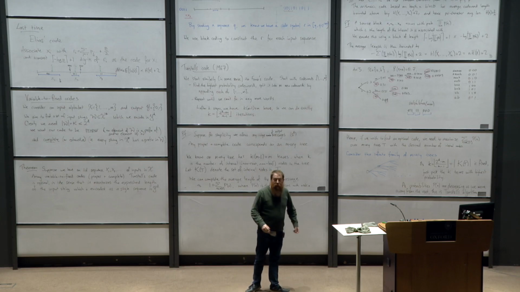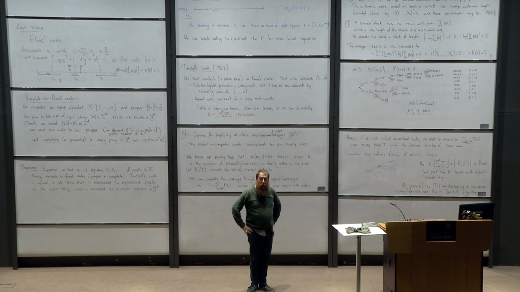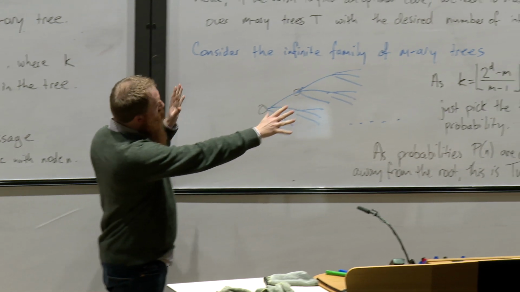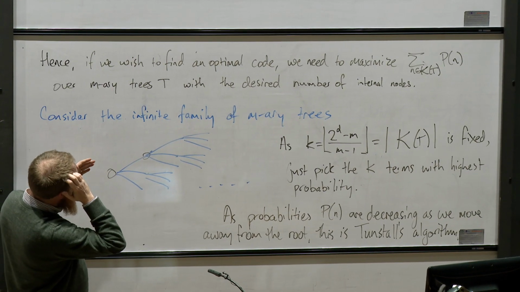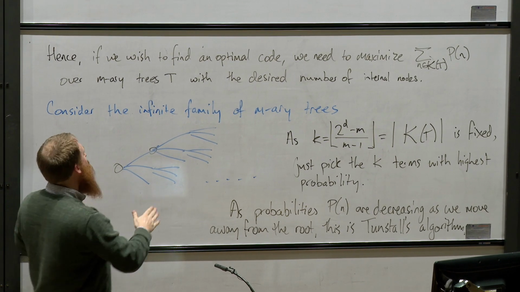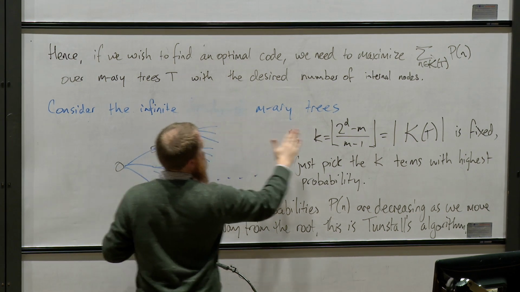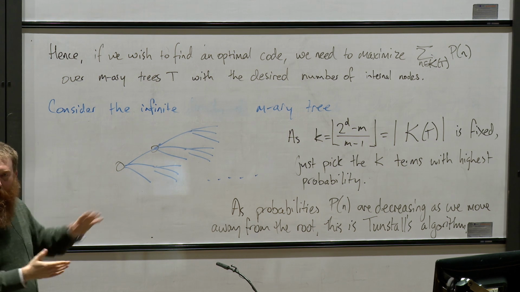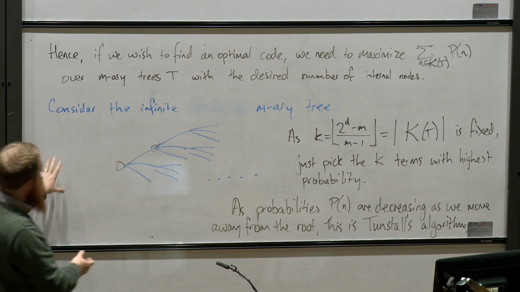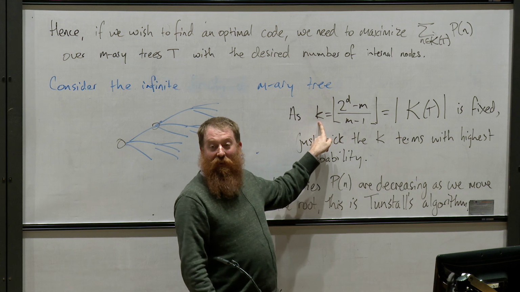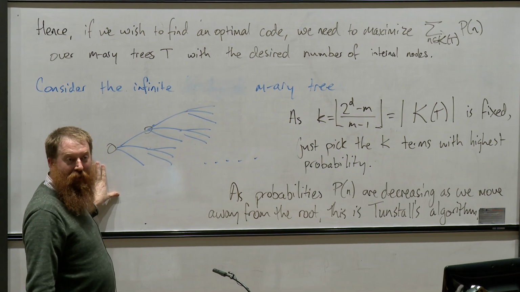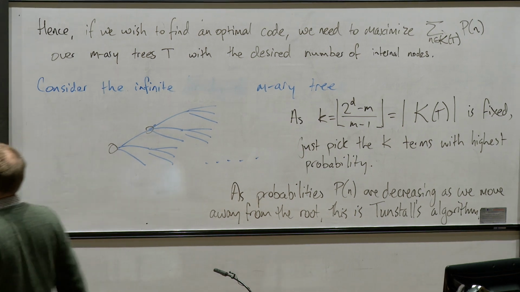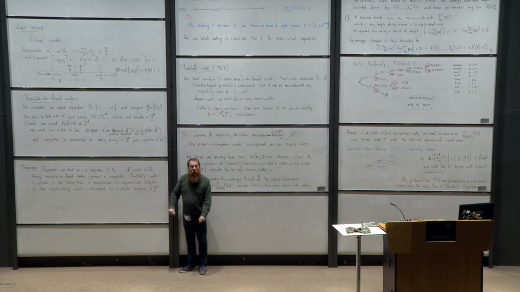Yes? Just to check, when you wrote in blue, consider the infinite family of trees, do you mean just the infinite M-ary tree? Yeah, I consider the infinite M-ary tree. And then I'm picking subtrees from the infinite M-ary tree. That's maybe a better way to express it. So by picking this many nodes, I picked out, hopefully, a subtree. Turns out that I do pick a subtree. And so we're golden. We know that we've got an optimal code in this sense.